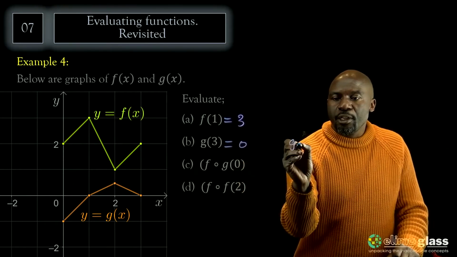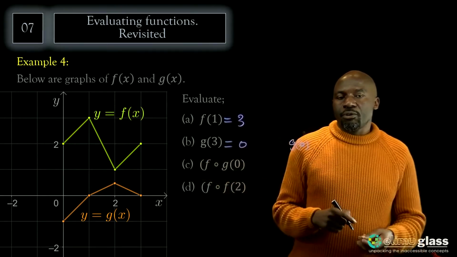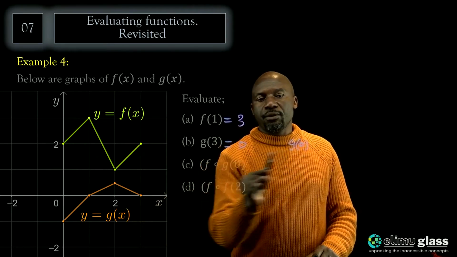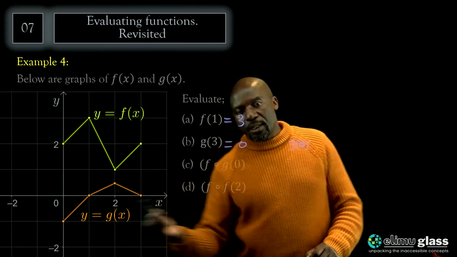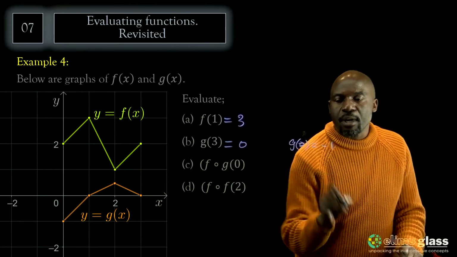Find g of 0, and then feed it into f. So what's g of 0? We go to the value of x of 0, and g of 0 is negative 1. So g of 0 is negative 1.